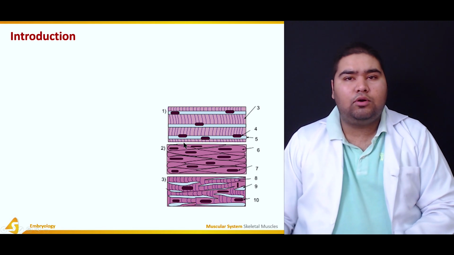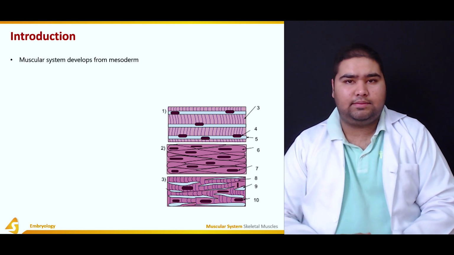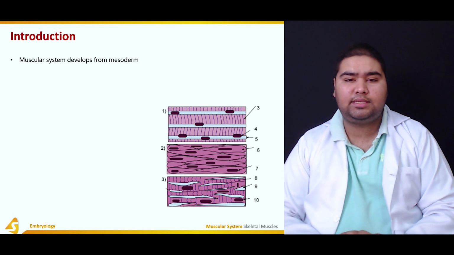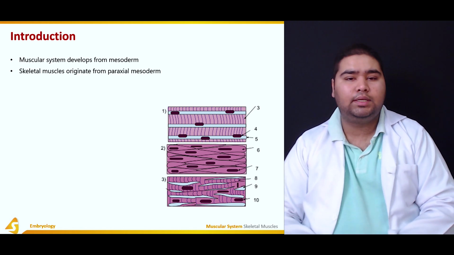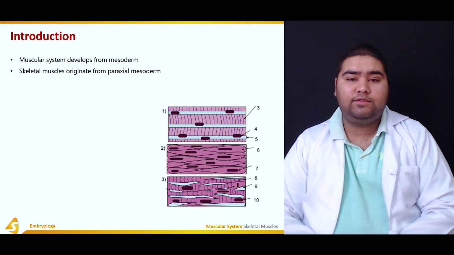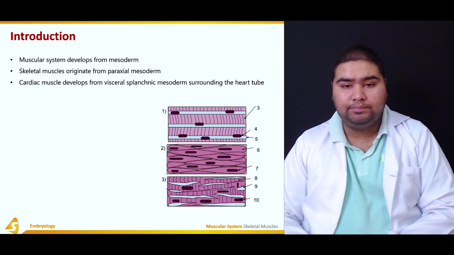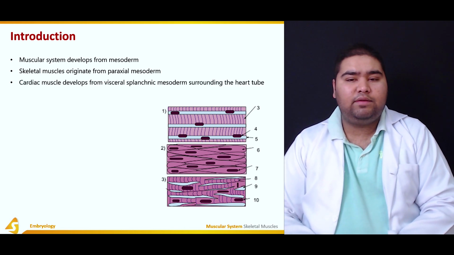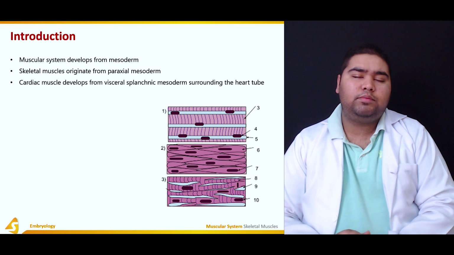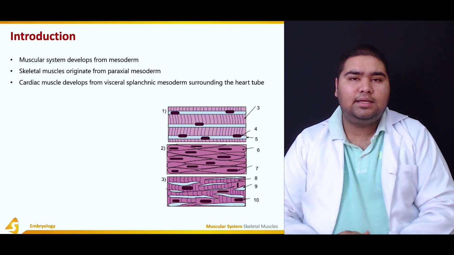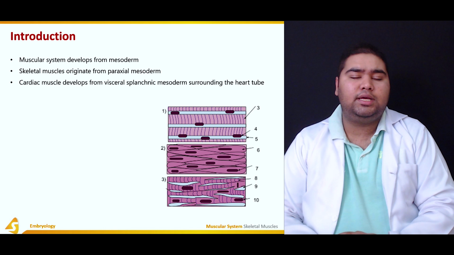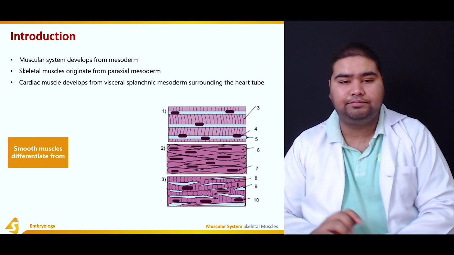Now, let's take a look at the introduction to the muscular system. So, the muscular system develops from the mesoderm. The skeletal muscles originate from paraxial mesoderm. The cardiac muscles develop from the visceral splanchnic mesoderm, which surrounds the heart tube. It's very important to remember the origins of these muscles as the clinical correlates would be related to them.